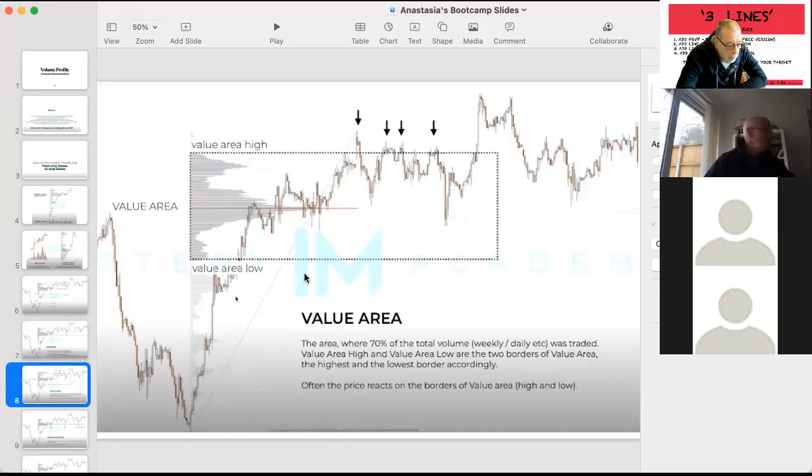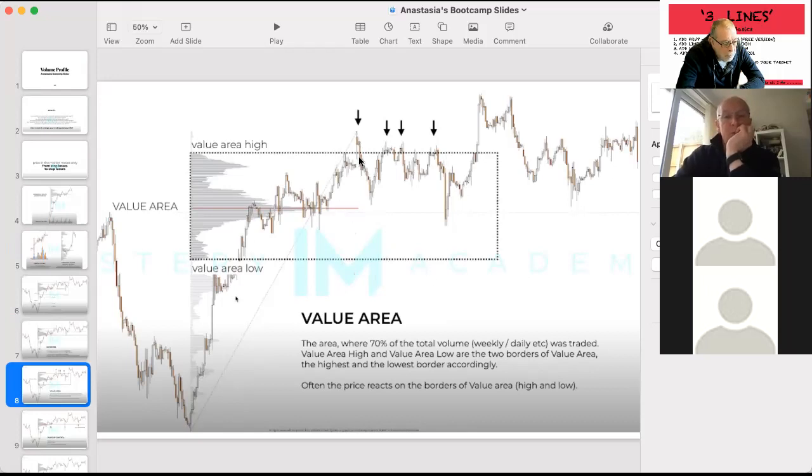She's talking about, well, we know the value area. It's 70%. But the point I need to stress is that price often reacts on the borders of the value area, high and low. So she's showing there that it's gone outside the value area high, but it keeps coming back to it, and keeps coming back, before eventually it breaks through. And then the same would happen if you're working the other way. You would have those black arrows down at the bottom there.